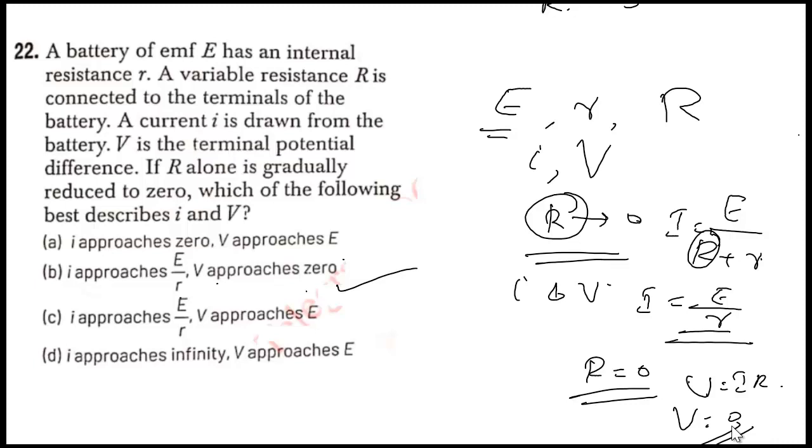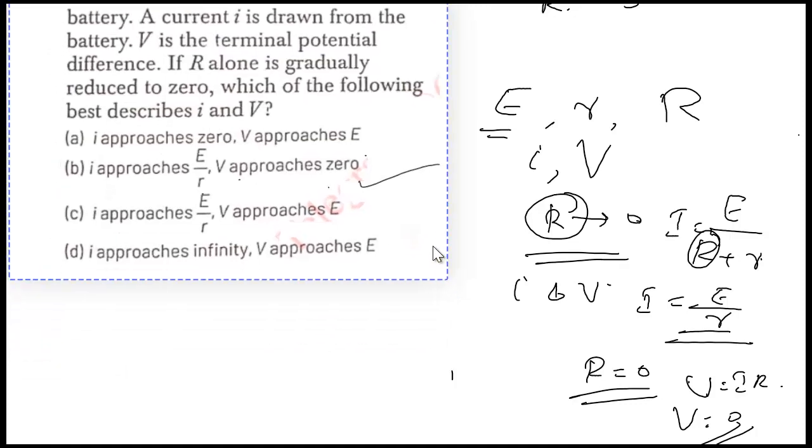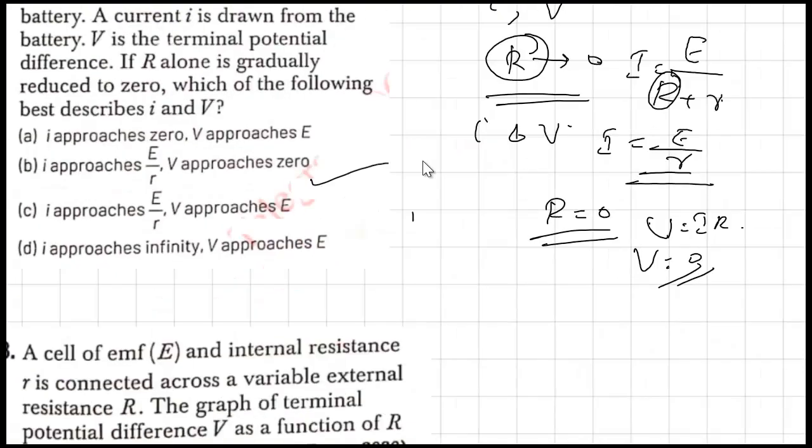Then the correct answer is I approaches E by r. If capital R is tending to 0, if external resistance is not present, current will be equal to E by r only. So here we can write I approaches E by r and V approaches 0. Then next question.